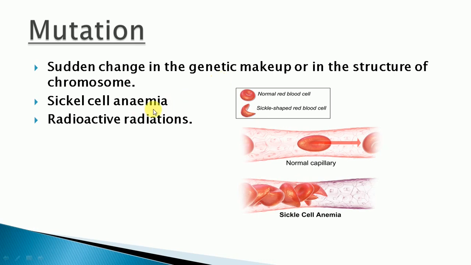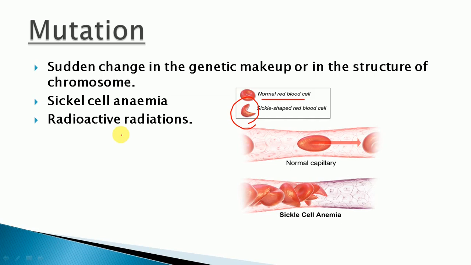An example is sickle cell anemia. In this condition, we can see that a normal red blood cell is like this, but if a person is suffering from sickle cell anemia, then the shape of the red blood cell will turn like this, as a result of which it will not be able to carry sufficient oxygen. So this is an example.